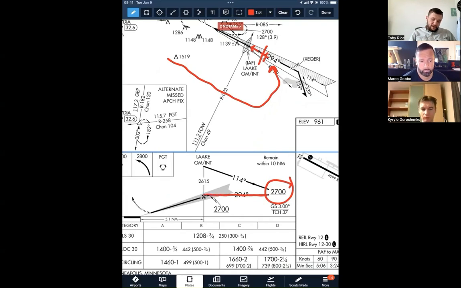Okay. So flying along, you're level at 2,700, and you're going to stay level at 2,700 until when? Until you get to here, the LAKE outer marker. You will stay level at 2,700. How do you identify LAKE? Let's say you don't have a GPS. All you have is nav radios and marker beacons. How do you identify LAKE?